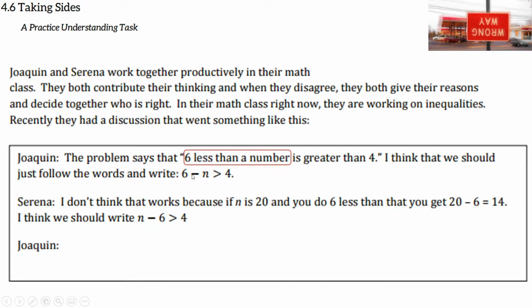Okay, now 6 less than a number, the number would be n. And to me, 6 minus a number does not mean 6 less than a number. So I'm questioning Joaquin. Let's see what Serena has to say. Serena: I don't think that works, because if n is 20 and you do 6 less than that, you get 20 minus 6, which is 14. I think we should write n minus 6 is greater than 4.